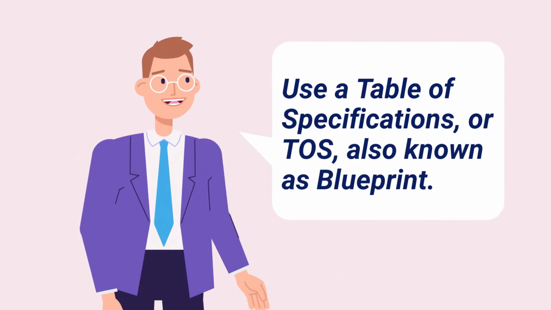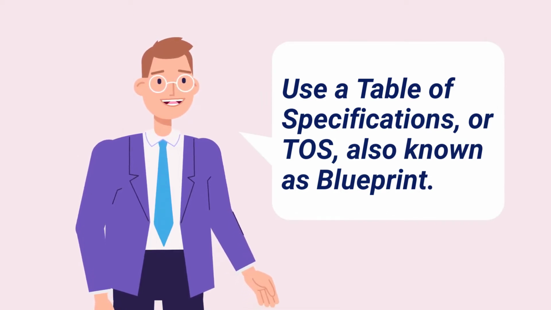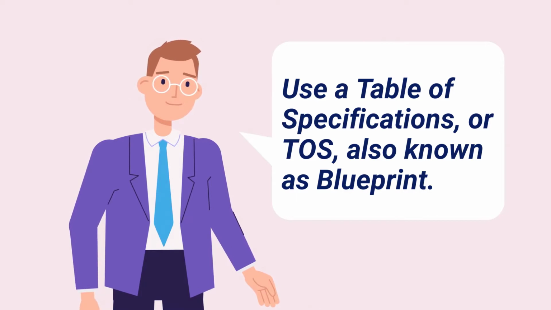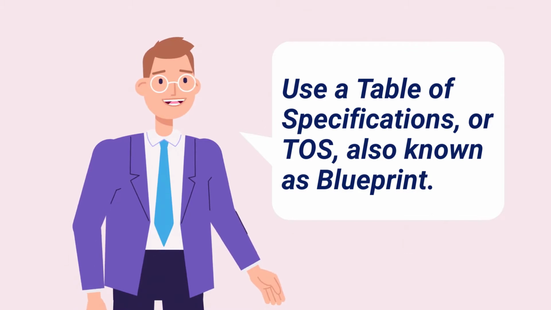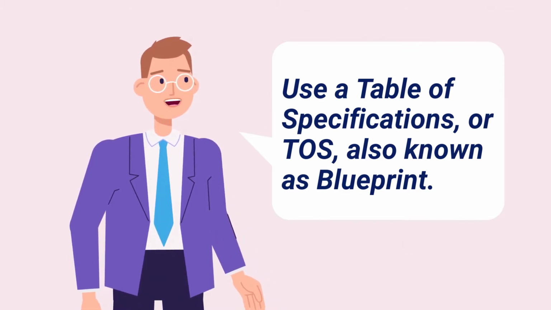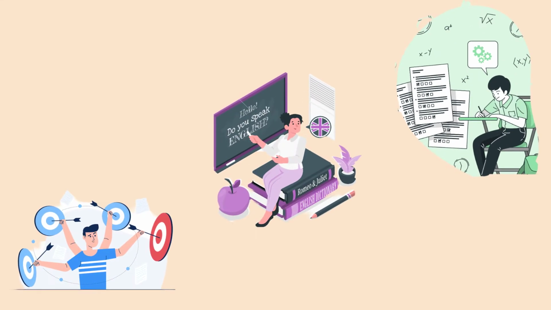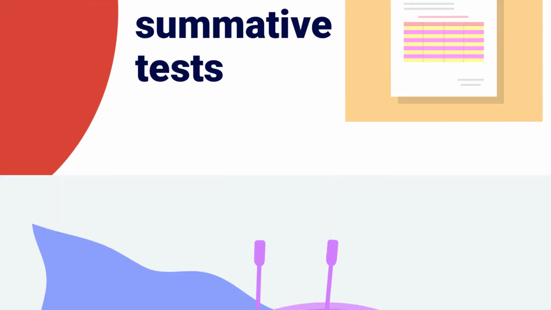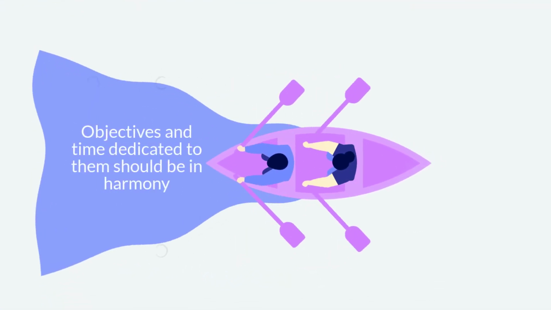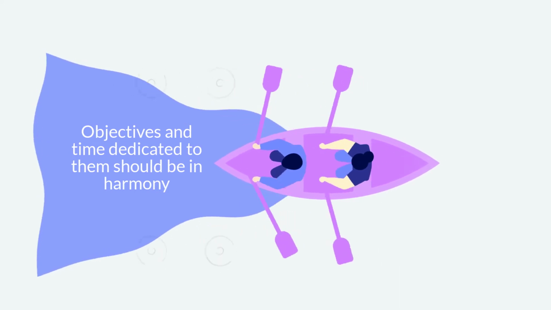Luckily, an experienced colleague, Colin, explains that it is very effective to use something called a table of specifications, or TOS, also known as blueprint, and then explains what it is. A TOS, says Colin, is a table that helps teachers align objectives, instruction, and assessment. This strategy can be used for a variety of assessment methods, but is most commonly associated with constructing traditional summative tests. The main goal is that there is complete harmony between the objectives and the time dedicated to the content.